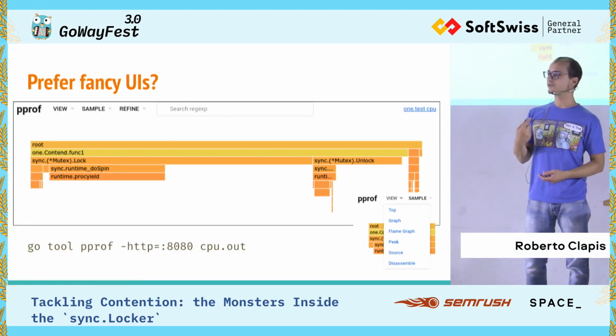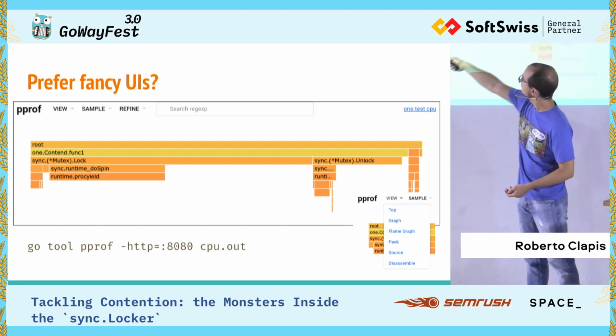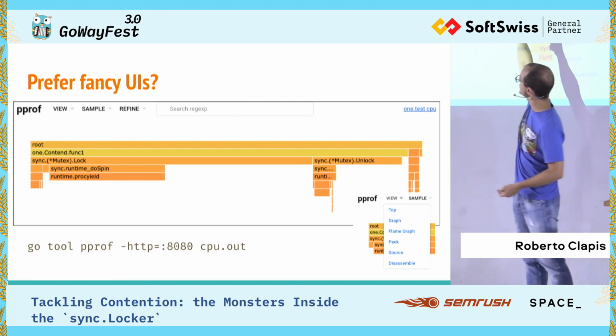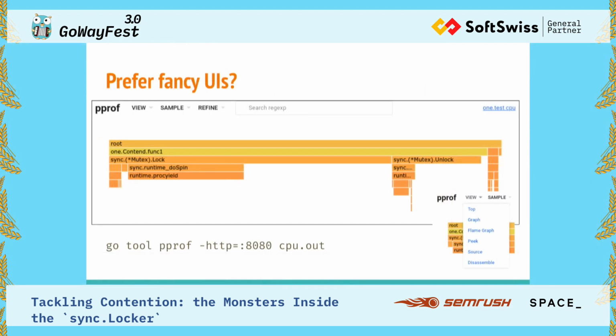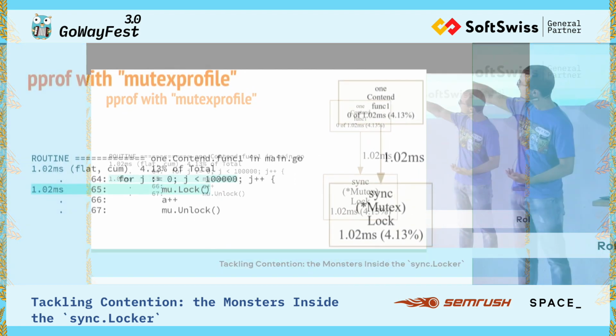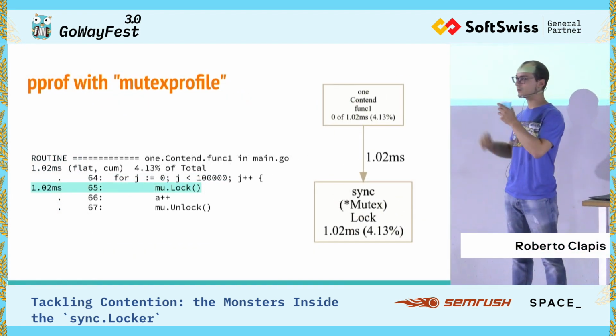If you're into very fancy UIs, now pprof supports flame graphs, so that gives you the function that I was profiling, and then blocks that represent how much of that function's time was spent doing work, which is this bit here. Not nice, not good. If you use the mutex profile instead of the CPU profile, you can go even deeper, and it tells you exactly which mutex you were trying to lock that was taking away a lot of time.